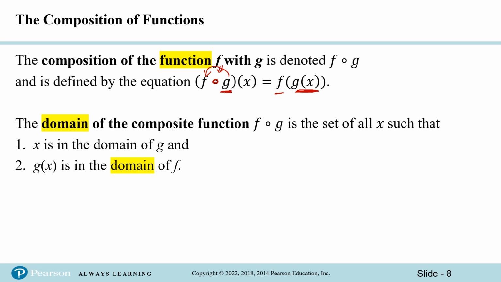The domain is the set of all x such that x has to be in the domain of g, and g of x, so the y values for your g, have to be in the domain of f. Okay, so x has to be in the domain of g, and then those corresponding y values for g have to be in the domain of f.